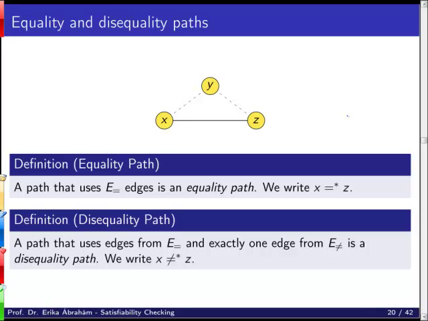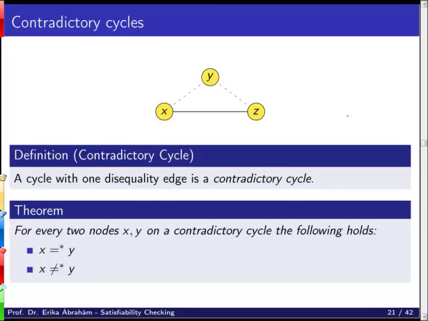And we will use this notation. And a contradictory cycle is a cycle with one disequality edge, like here, for this cycle. And we can state that if we have a contradictory cycle, then it is always the case that we have two nodes in this cycle. On the one side, let's say here from x to y, on this path we have an equality, and in the other direction we have an inequality path.